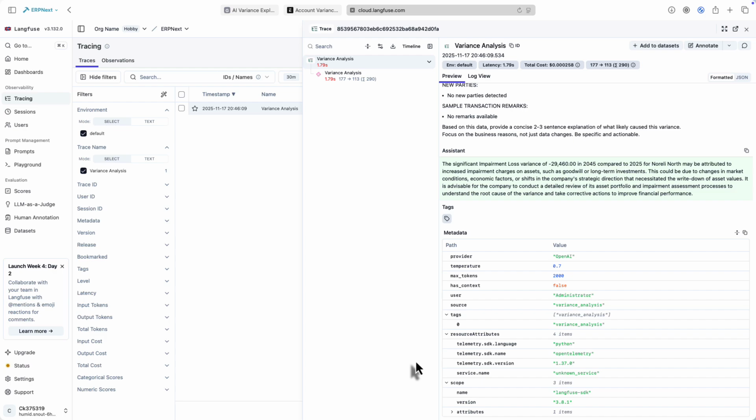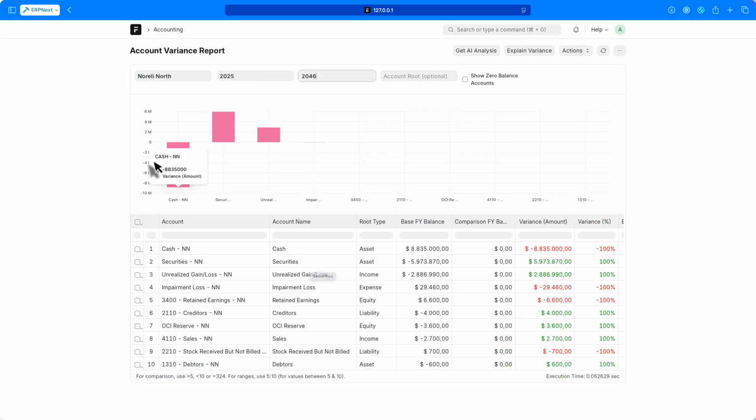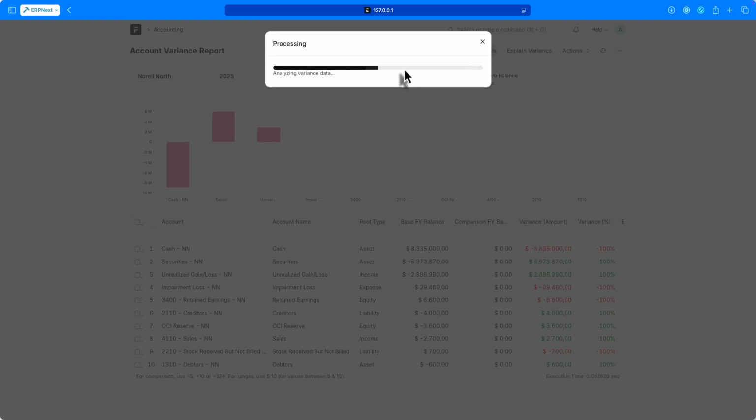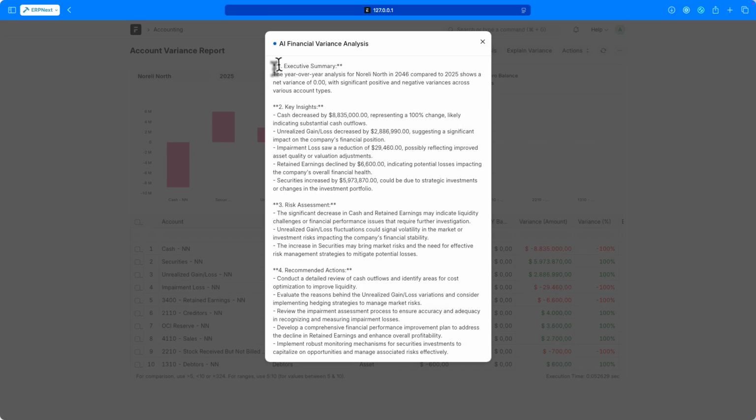Let's go. Okay, let me show you the complete workflow. Because this is where it gets exciting. Step 1, you run your variance report. 2 fiscal years side by side. Now you have a list of accounts with their variances.